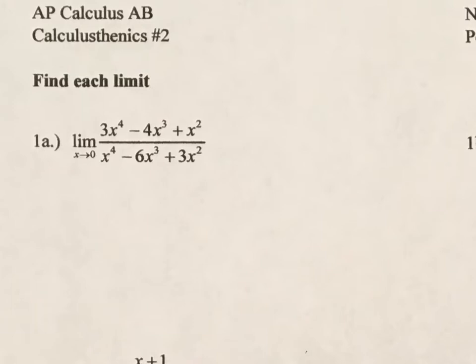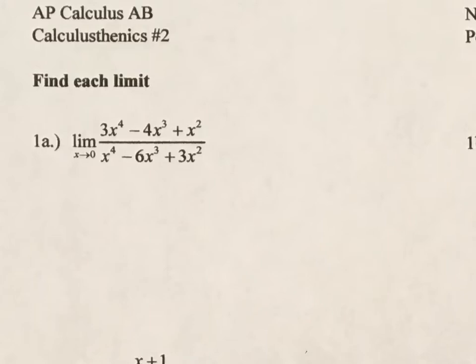So the next thing we might want to try is factoring. Now if you look at the three terms on the top, you'll notice that the three terms on the top have a common factor of x squared, and the same thing is true of the bottom. The three terms on the bottom have a common factor of x squared. So let's try factoring that out.